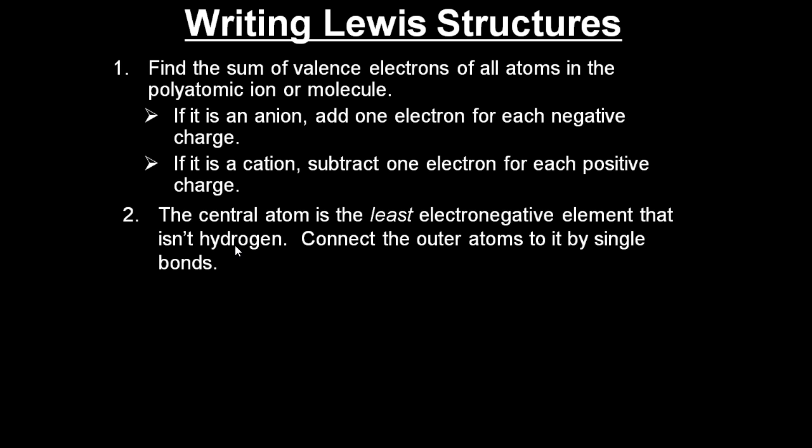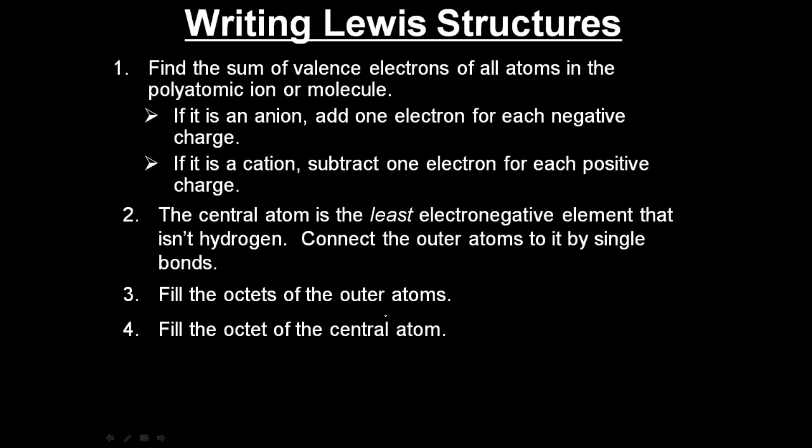Now you connect the outer atoms by single bonds. Remember, the single bonds are represented by the single lines, and those are representing 2 electrons. The next step is to fill out the octets of the outer atoms. That is, to add enough lone pair electrons that all of the outside atoms only, not the central atom, have a set of 8 electrons, including the ones involved in bonding.